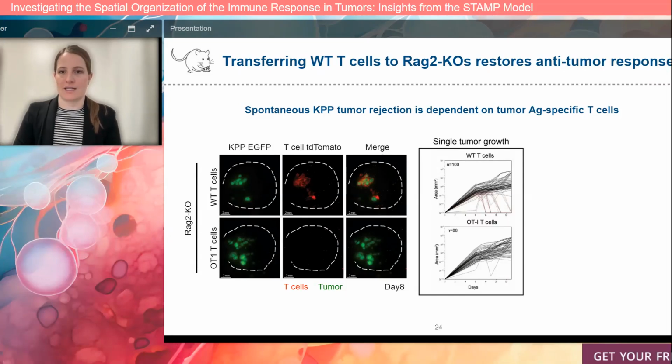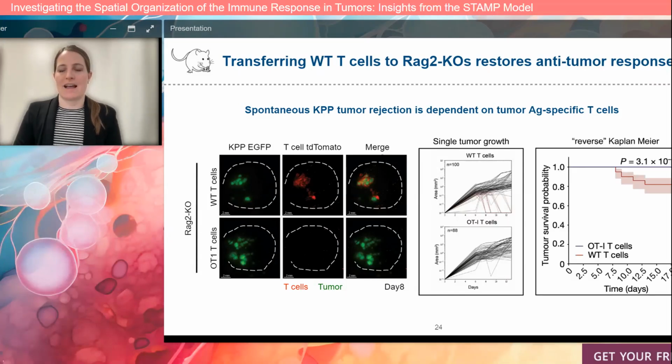So this is showing, again, the growth curves. And if we look at this reversed Kaplan-Meier curve, there's only tumor rejection in the presence of the wild type T cells. So next we wanted to look at whether this recruitment of antigen-specific T cells is actually translated into increased tumor cell killing, and see if we could use the live imaging capability of STAMP to measure that T cell function directly.